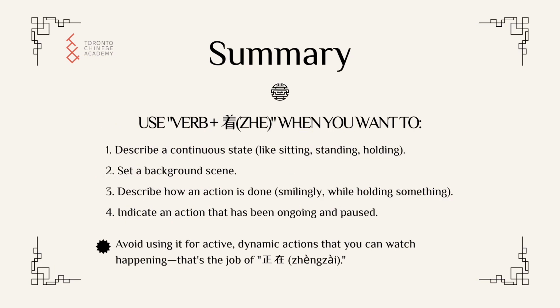As a final overall summary, you should use the construction verb plus 着 when you want to either describe a continuous state like sitting, standing, or holding, when you want to set a background scene, when you want to describe how an action is done, smilingly while holding something, for example, or when you want to indicate an action that has been ongoing and paused. And as a final note, make sure to avoid using it for active, dynamic actions that you can watch happening. That is when you should be using 正在.